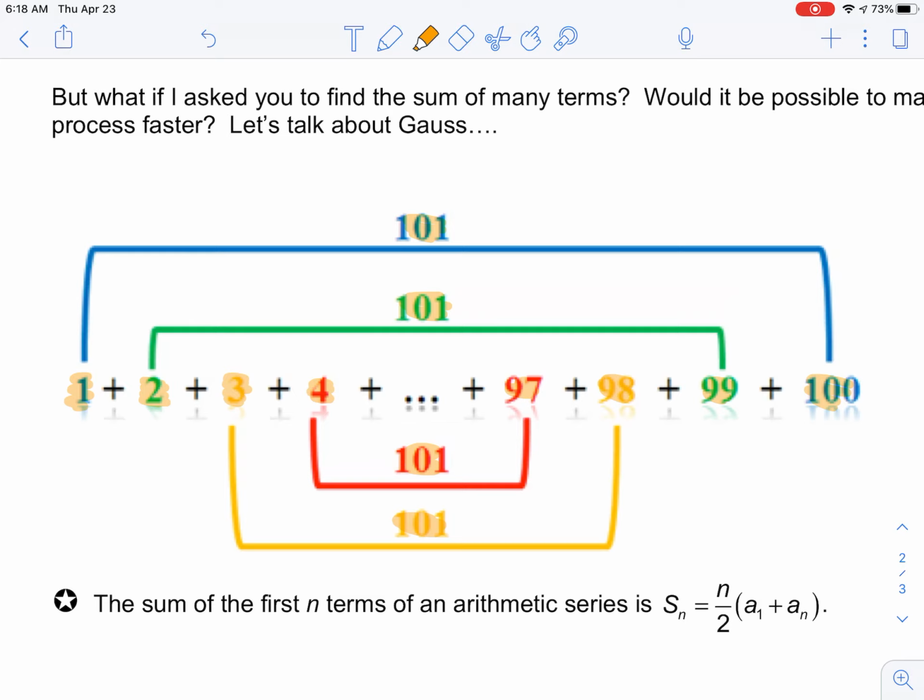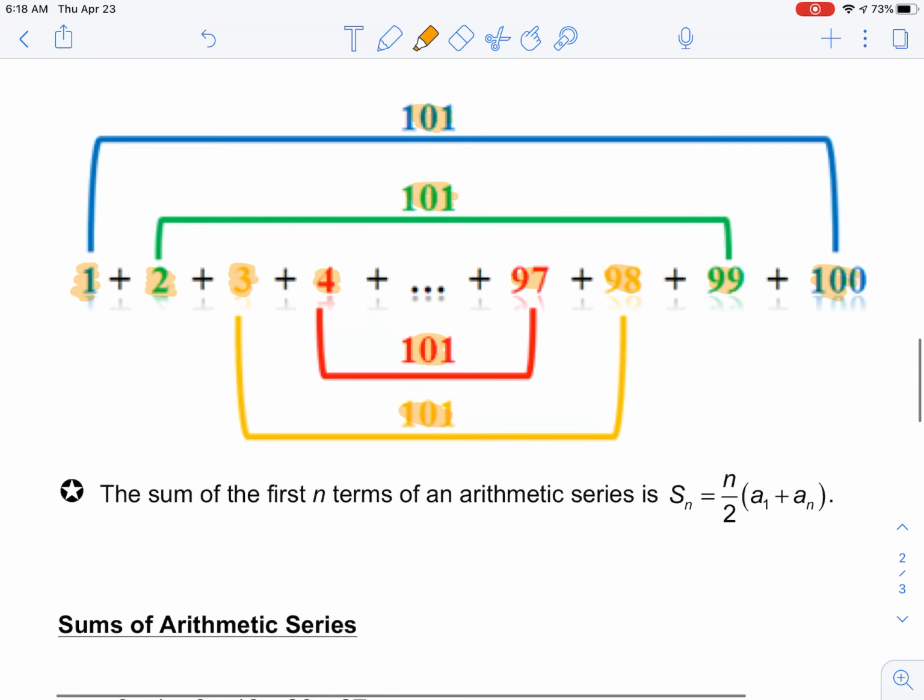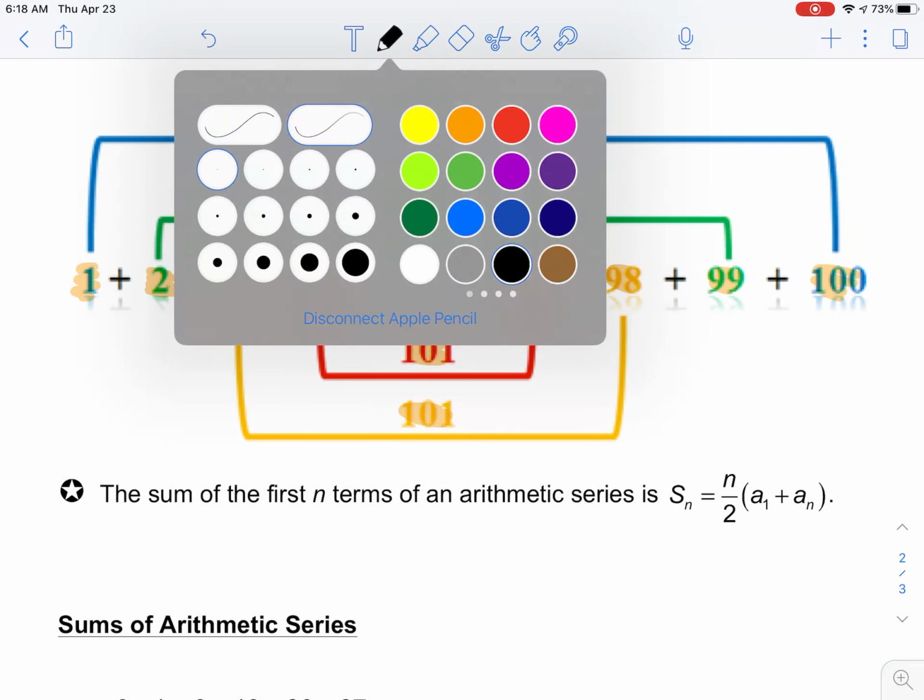So if you take the sum of the first number with the last and multiply it by the total number you're adding together divided by 2, you would get the sum of that quantity. So if you look, that's exactly what's stated in this formula right here.